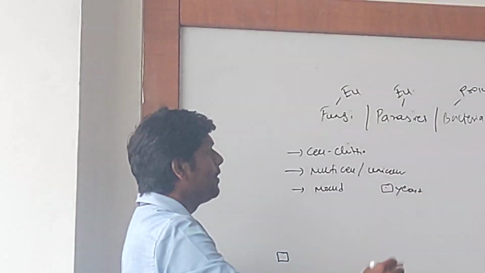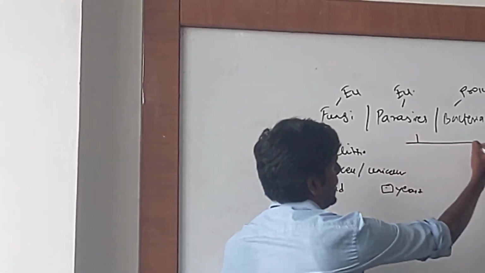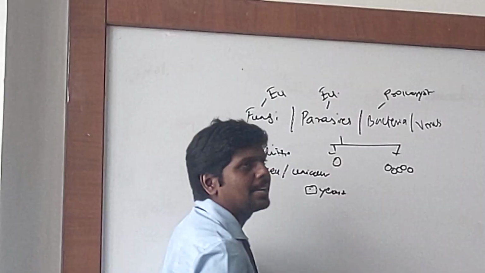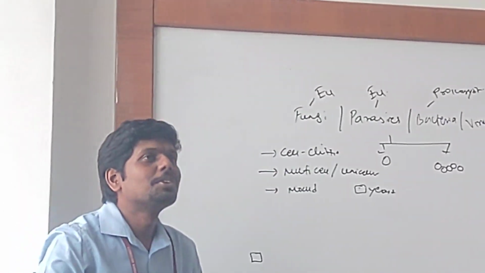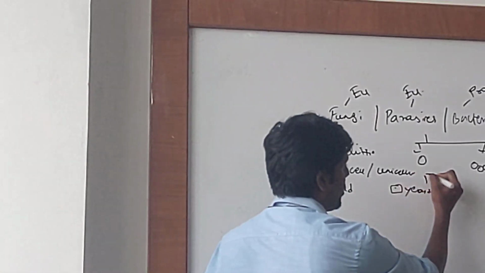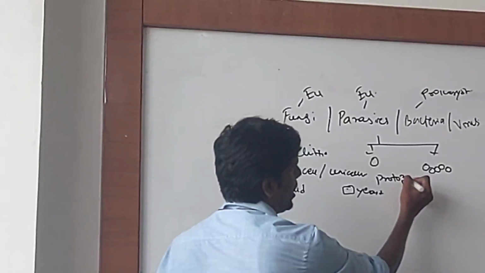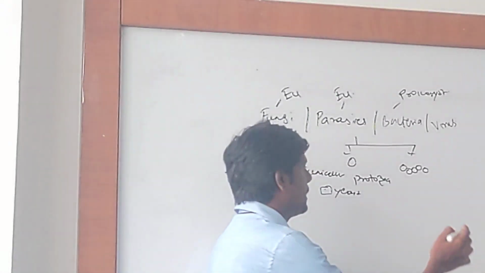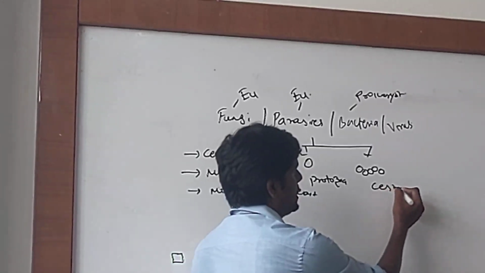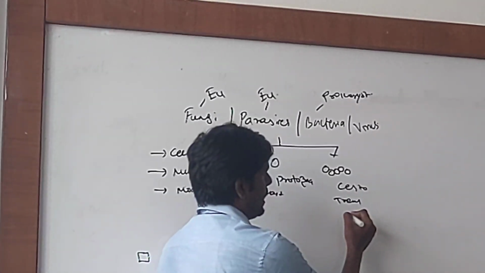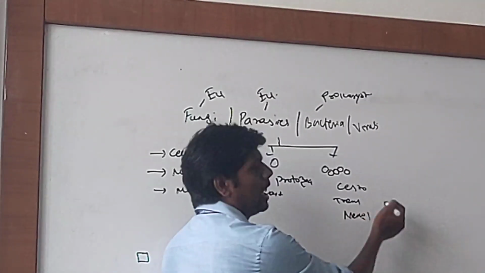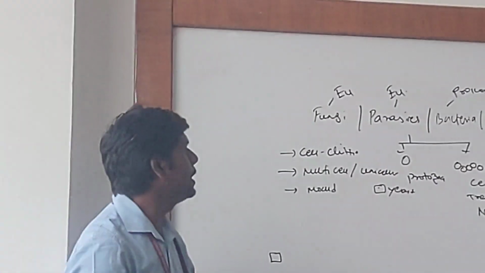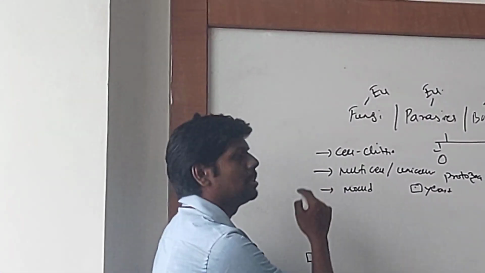Now tell me, single cell parasite. Single cell and multicellular. Single cell parasite is called as protozoans. Very good. Protozoa. And multicellular, there are different types, maybe cestodes, nematodes, roundworm, tapeworm, liver flukes. Right? Very good. Now, coming to the fungus.